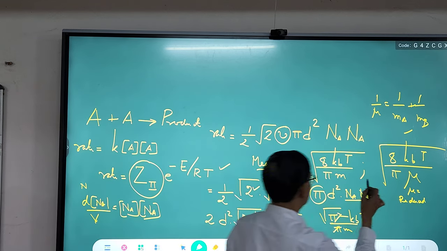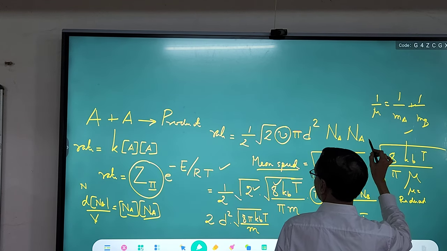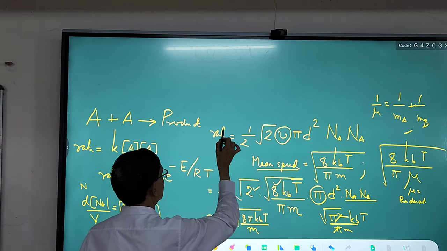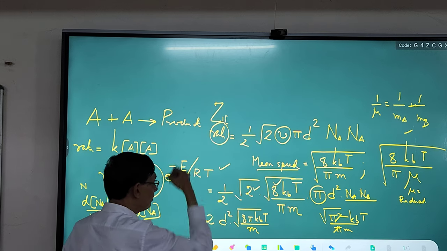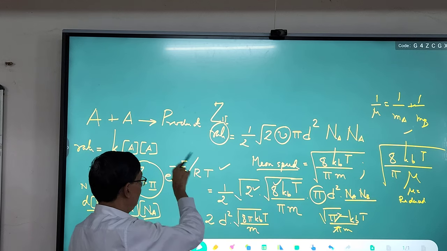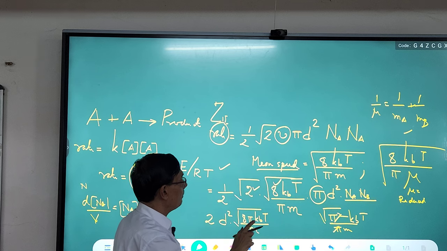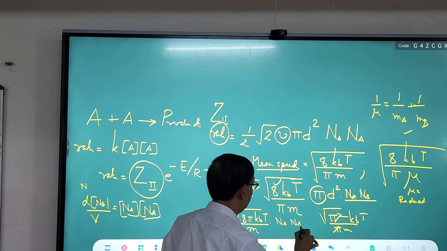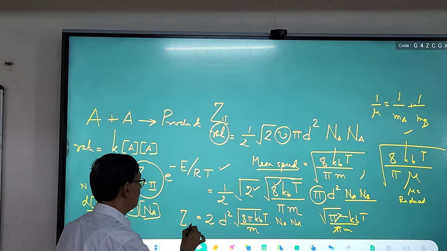Of course. But I am doing the first part, then I will substitute the value. Actually, I must take the Z. This is actually just Z, not the rate. So it is clear: 2 d square, under root of 8 pi kBT by m, and n_A. So what is this? This is the actual value of Z.